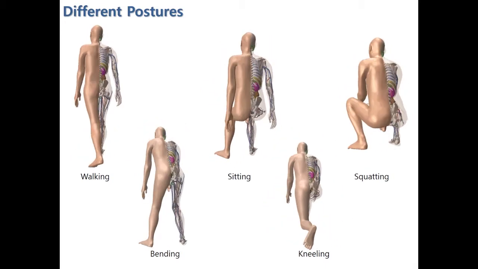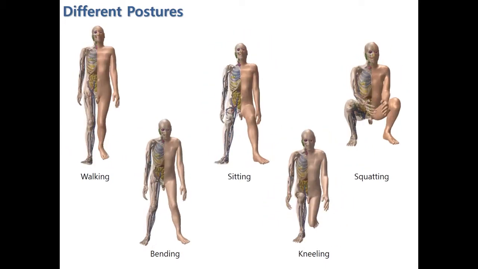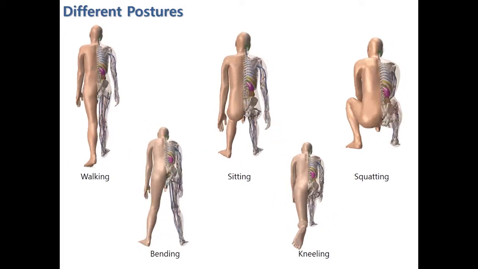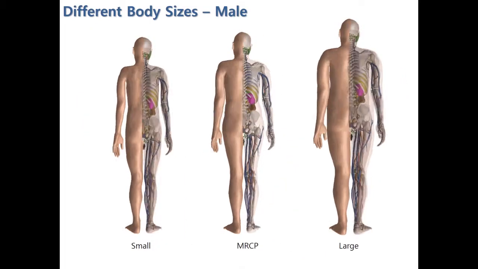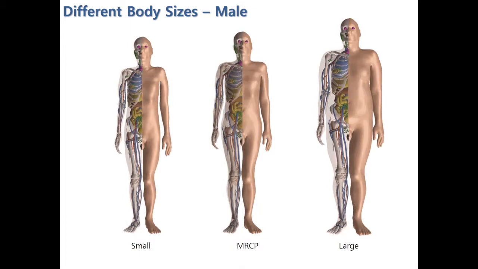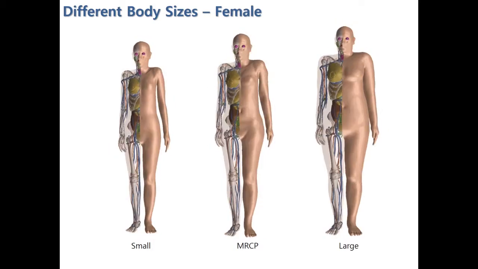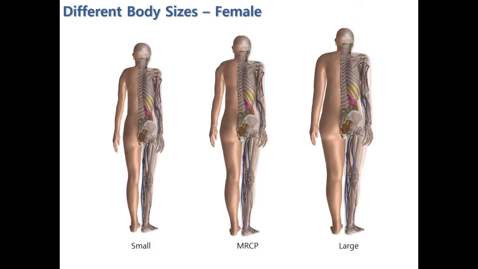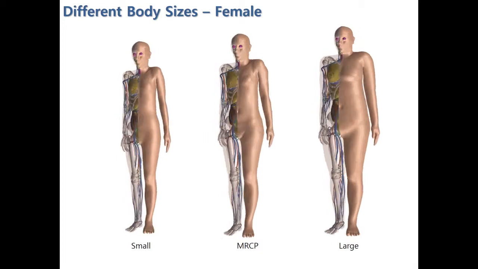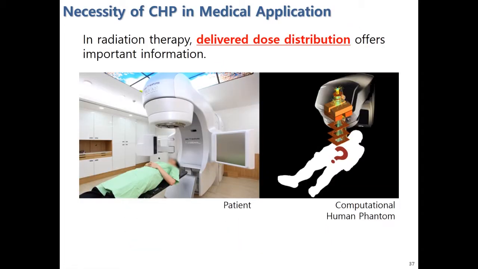These are the mesh-type reference phantoms deformed into different postures. The next figures are adult male phantoms with various body shapes and female phantoms with various body shapes. We are also developing 4D computational human phantom, which can be used for medical applications.